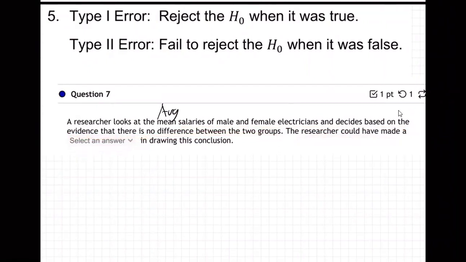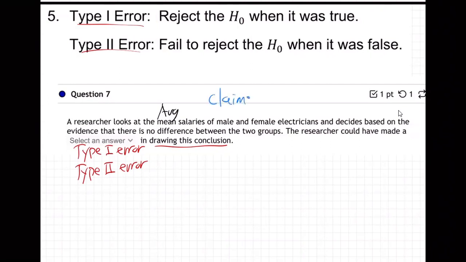And basically, it wants type 1 or type 2 error here. Which one is it in drawing this conclusion? Which error? Well, here they are up here, type 1, type 2. But again, that's going to mean nothing to you unless you write out the null, which begins with a claim. So remember, the first thing on a hypothesis test is to write the claim. What's being claimed?